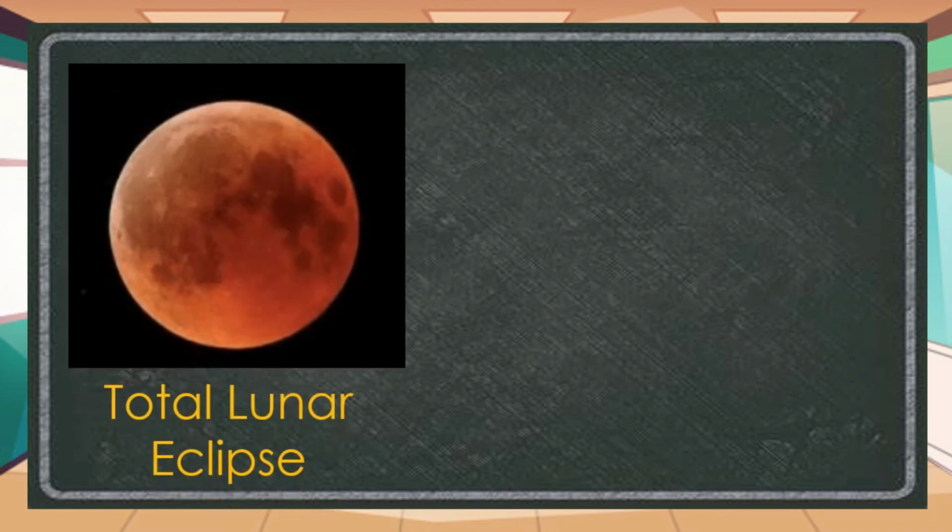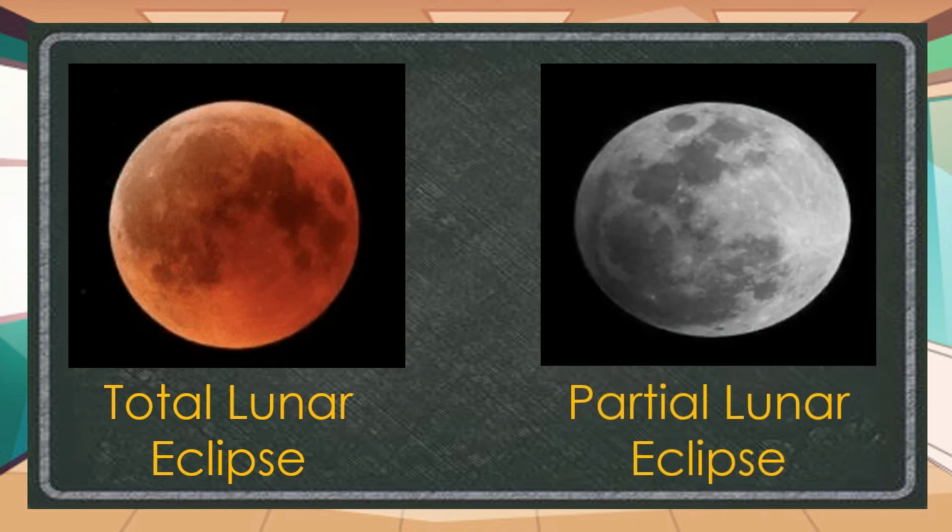When the entire moon is within the umbra, it will look totally dark and a total lunar eclipse happens. But when the moon passes only through a part of the umbra, a partial lunar eclipse will be observed. Only a part of the moon appears to be dark, while the rest will be lighter.